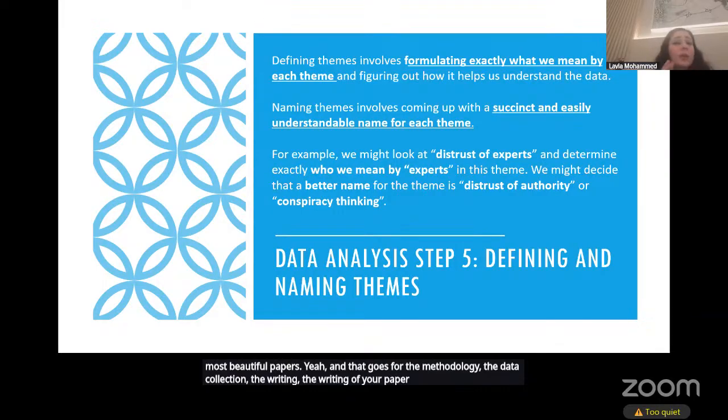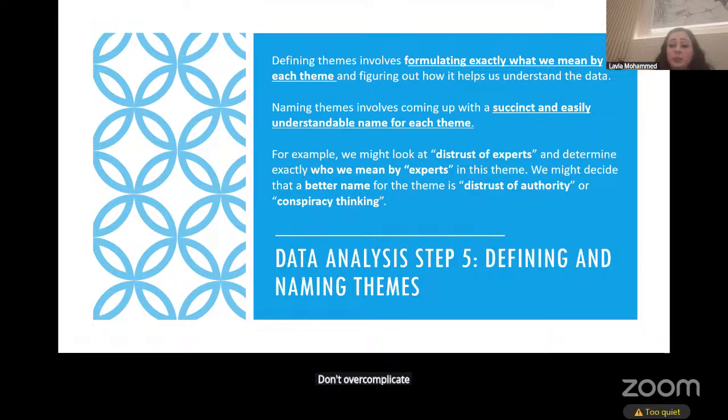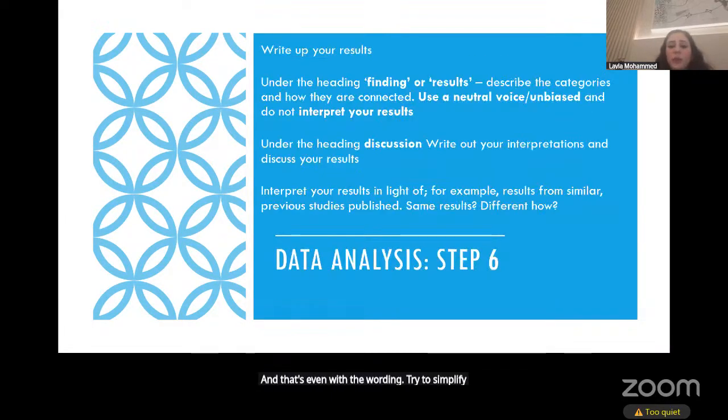Don't overcomplicate the writing. Keep it simple, and that's even with the wording. Try to simplify the wording of your themes.